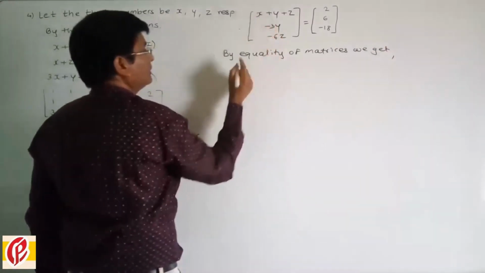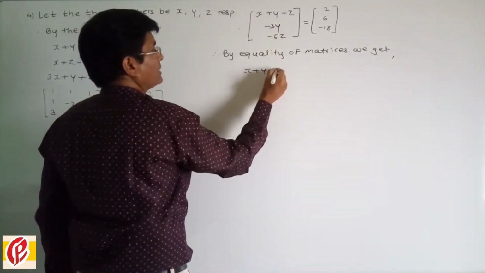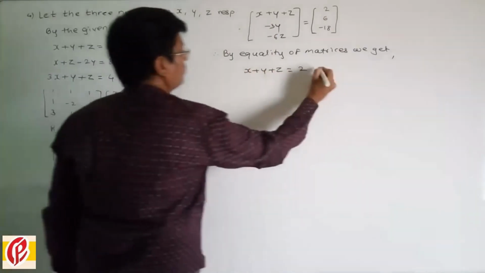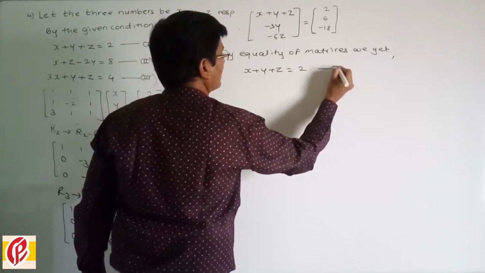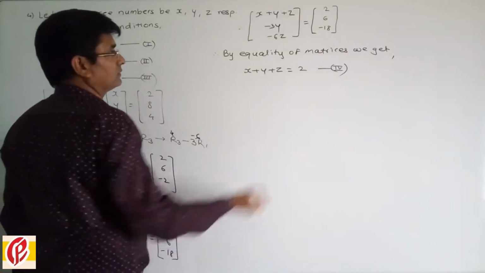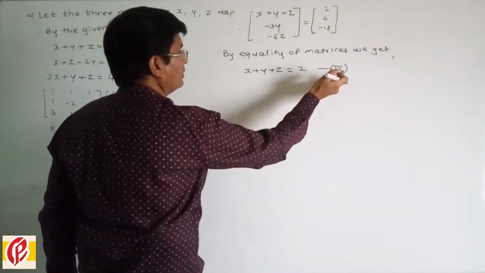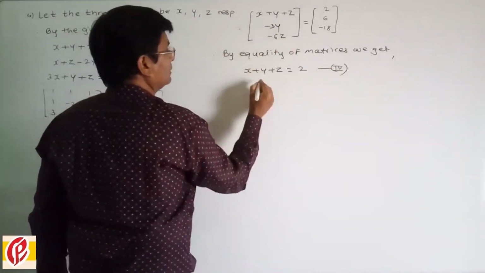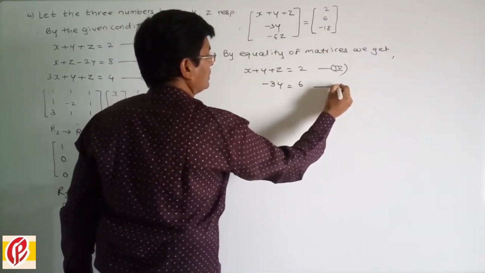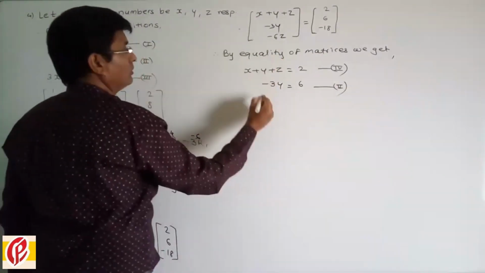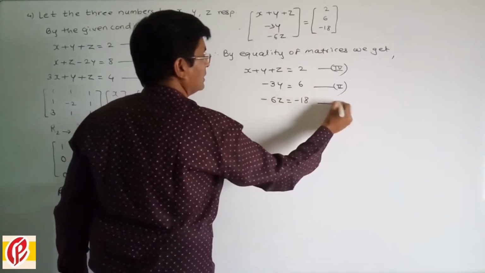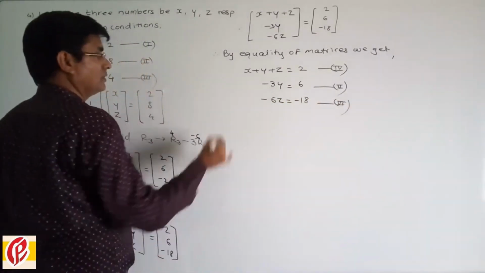we get x plus y plus z is equal to 2. This is for the fourth equation. Last time I made a mistake. I wrote 3 here, but here it should be 4. Then minus 3y is equal to 6, the fifth equation, and minus 6z is equal to minus 18, the sixth.